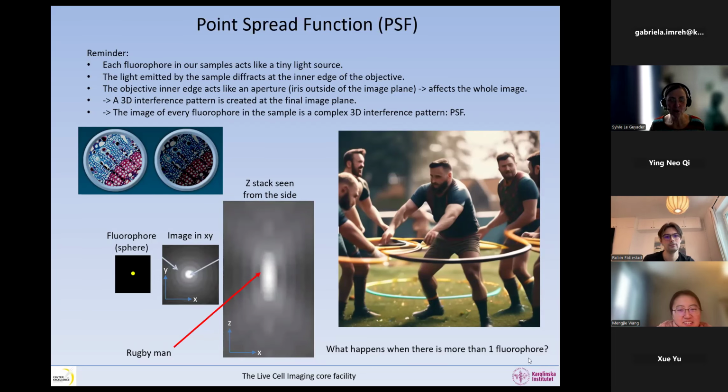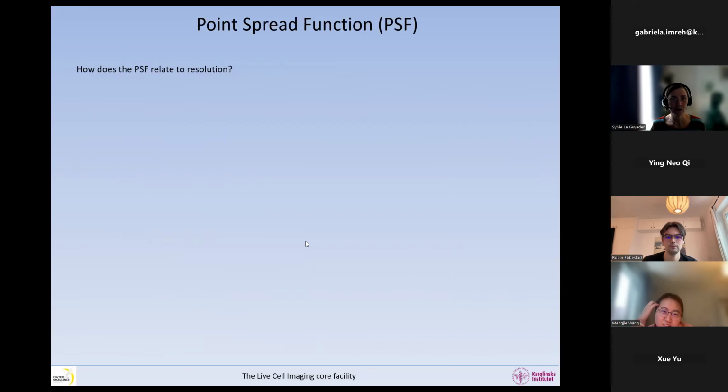So the problem that we have here is that this is what we get when we have one fluorophore. But what happens when we have more than one fluorophore? And clearly in our samples, we have more than one fluorophore, right? What happens to all these rings? And what happens to this big bright center here? So this is what we're going to look at now.